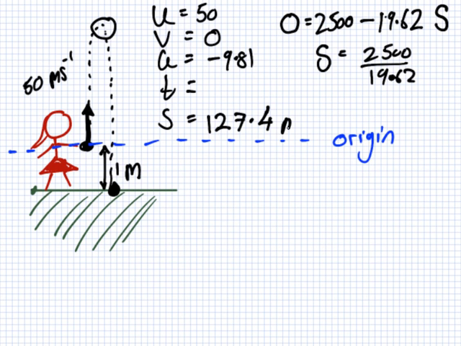127.4 meters. You're still not happy with this? The negative is because the G is acting downwards. And which way does gravity act? Down. So the G is a minus. It's always a minus because it always acts down.